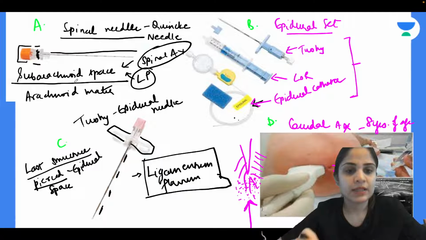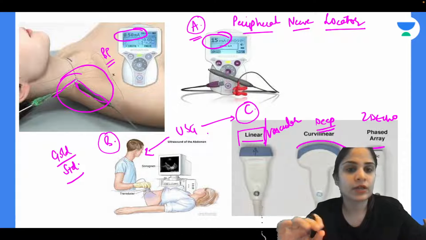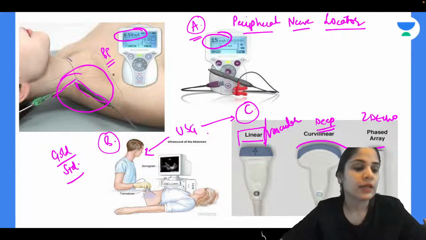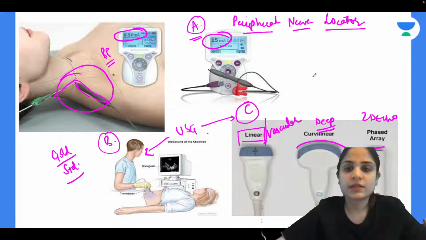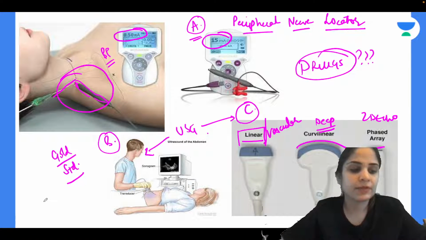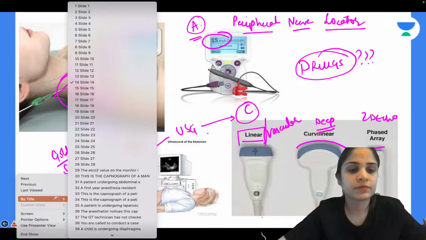So you have your spinal needle, your epidural set, your caudal. These are parts of central neuraxial blockade, and this is part of peripheral blockade, your peripheral nerve locator and ultrasound machine. Now, can anyone tell me what are the drugs that we use? What are the main drugs that we use for central and peripheral nerve blockade?